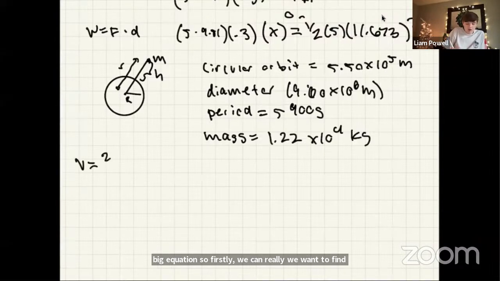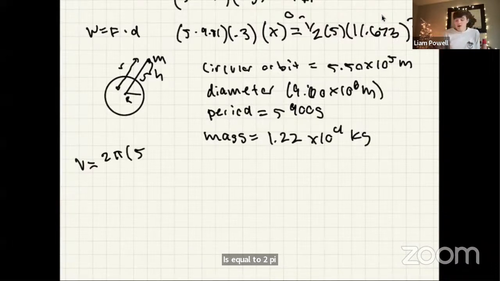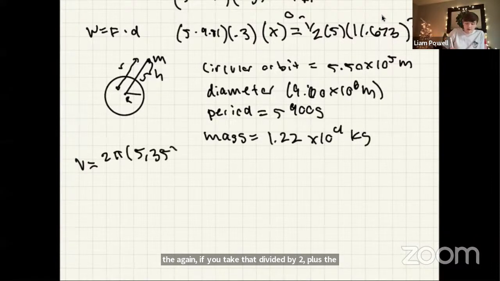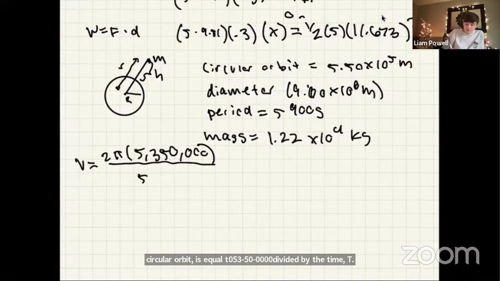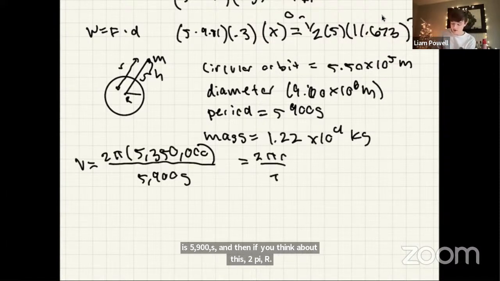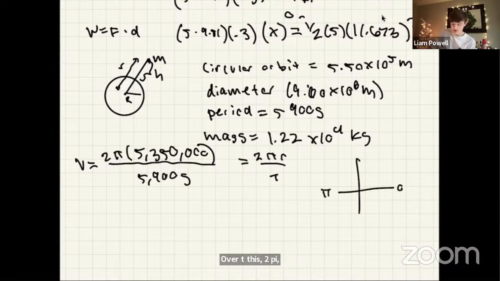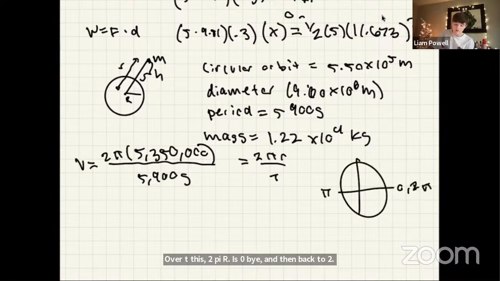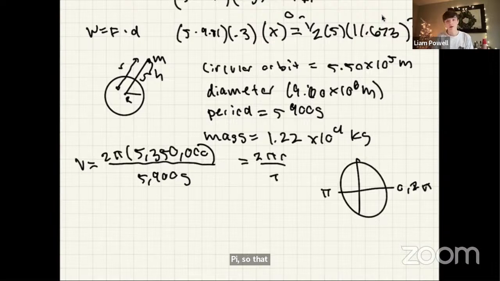So velocity is equal to 2 pi times the total radius, which is again the diameter divided by 2 plus the circular orbit height, equal to 5,350,000, divided by the time T, which is 5,900 seconds. And if you think about this, 2 pi r over T, this 2 pi is 0 to pi and then back to 2 pi, so that is 360 degrees. And then 2 pi r is the circumference.